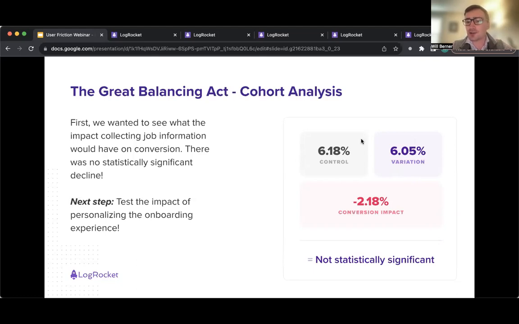And what we saw in our initial test actually was that there was a very small but non-statistically significant decline on adoption purely by implementing this job collection step. That was without taking the next step, which would be to personalize the onboarding experience based on that input. So this was a positive result for us. We were pretty confident that we could make up this 2.18% and then some.